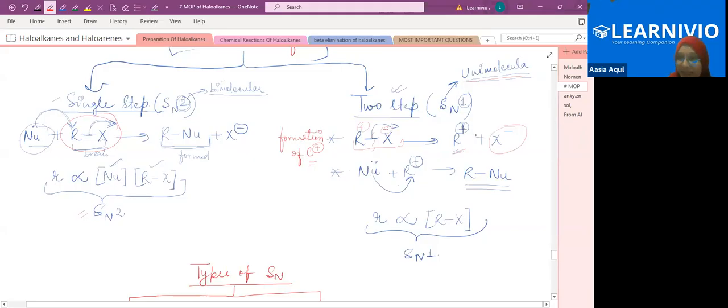Now what happens in the second step? Because the carbocation, we know, is very reactive.